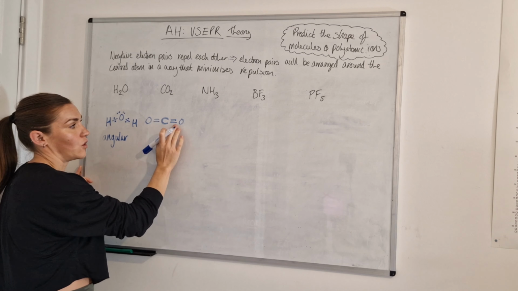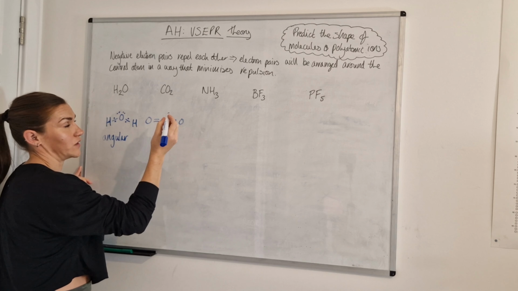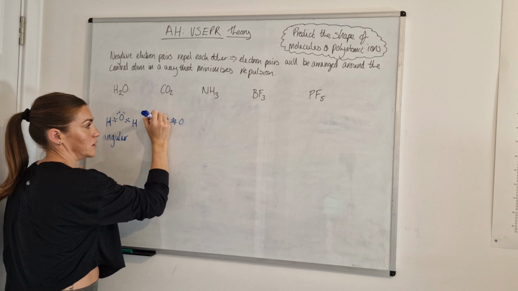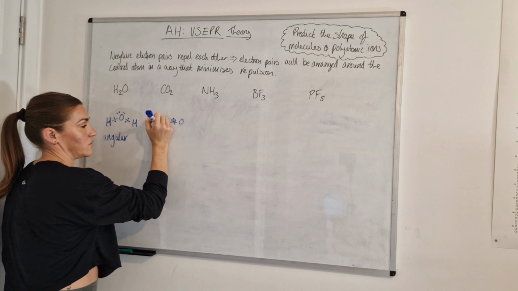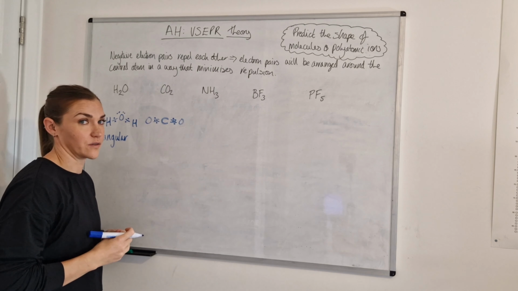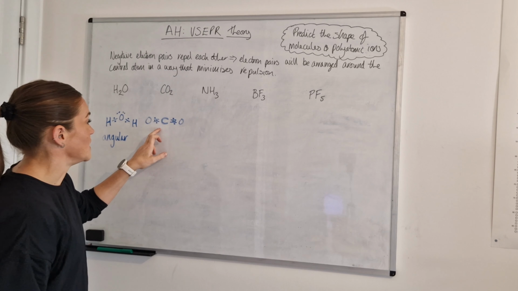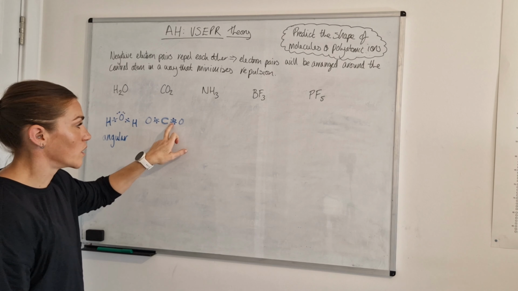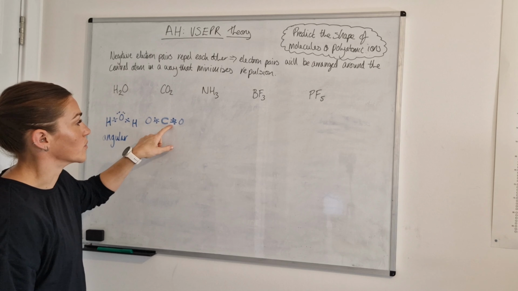Each bond has a pair of electrons in it. So that's 1, 2, 3, 4 bonding pairs of electrons there. That means that carbon has given 4 electrons away because it's made 4 bonds.